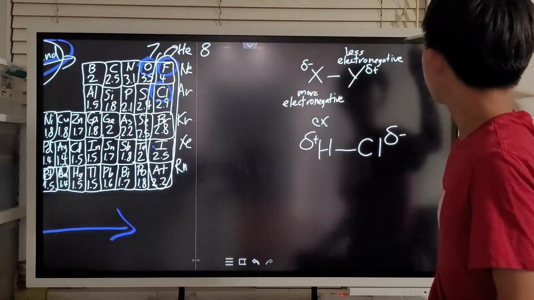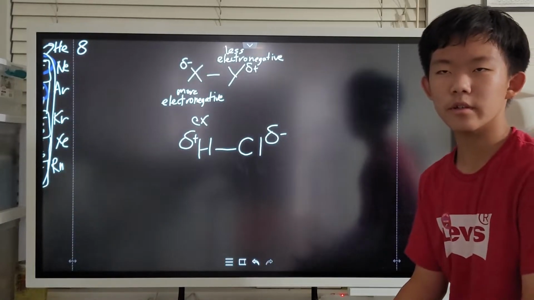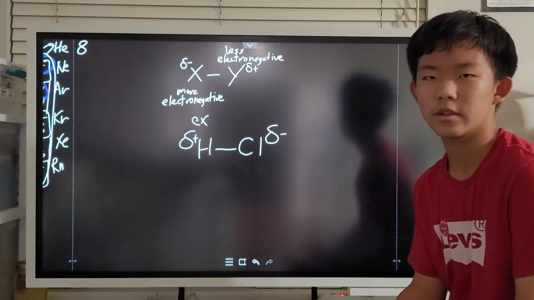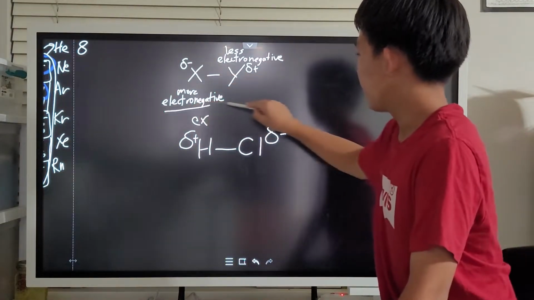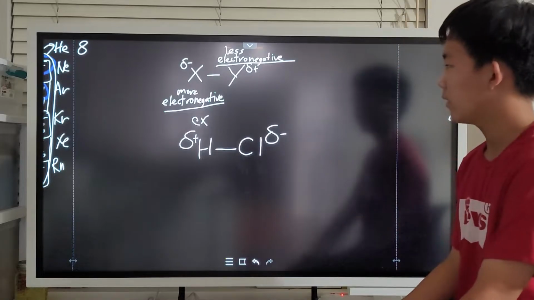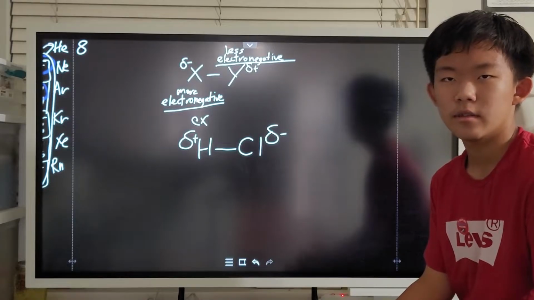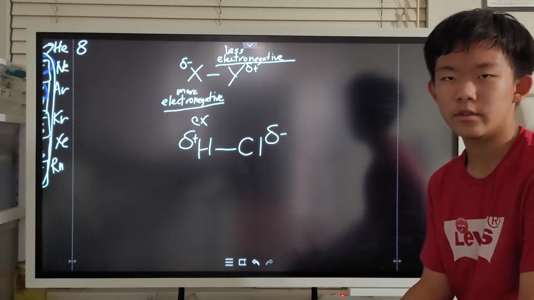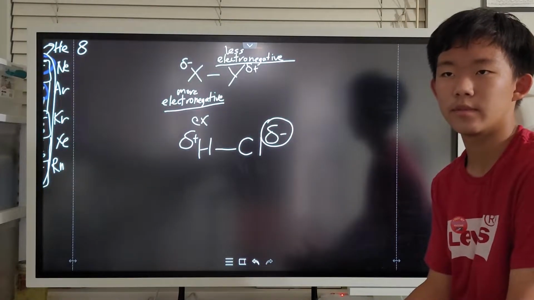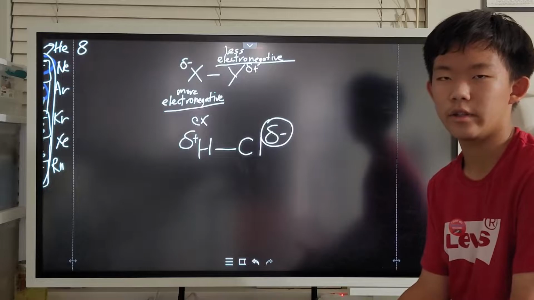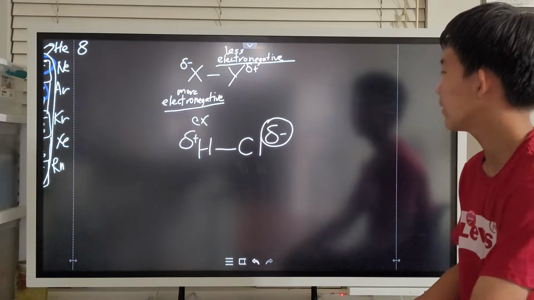So let's move on to bond polarity. Bond polarity is just how polar a bond is, just as its name states. If there's a more electronegative element and a less electronegative element, then you will depict their charges by a delta plus or a delta minus. Delta, a Greek letter, is used for depicting partial charge. This is called partial charge because it's not really an ion or anything like that. It's just that more of the electrons shift towards one of the elements.